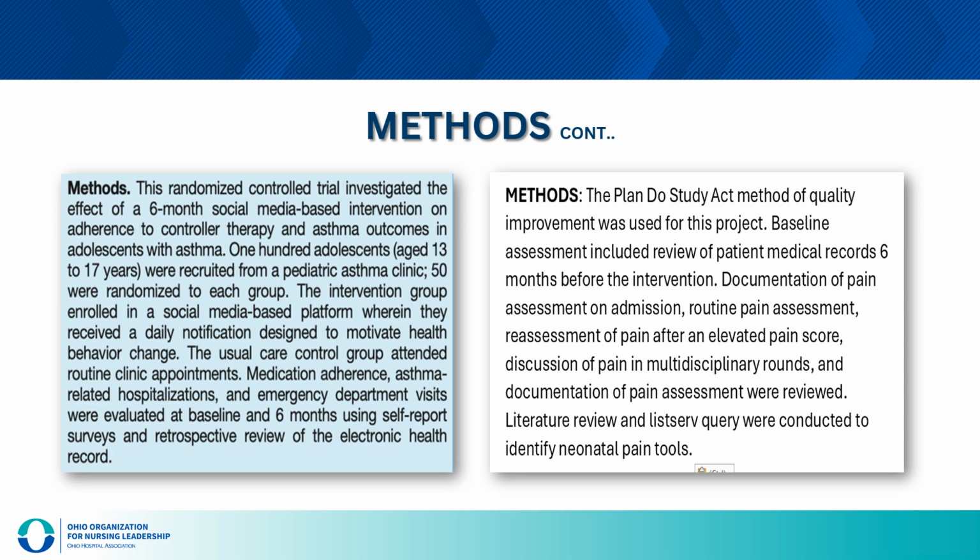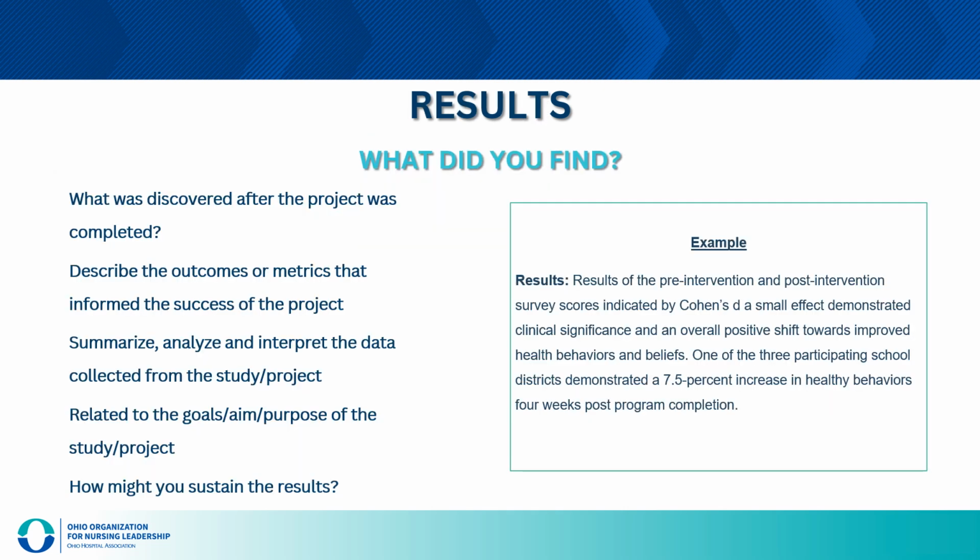Moving on to results. Now we're on to the results section. This section should clearly communicate what you found. Use data where possible, even if you don't have statistical significance. Look for clinical significance or positive trends. For example, pain reassessment documentation improved from 0% to 47% post-intervention. That's meaningful. Keep your outcomes tied to your aim.